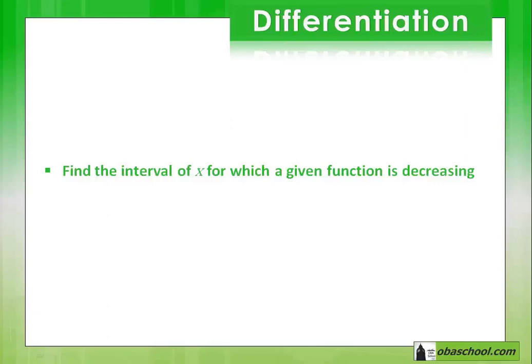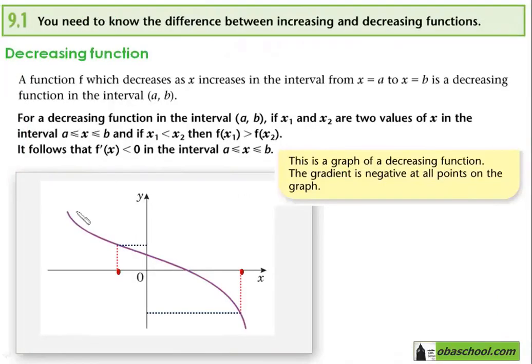Now we are going to find the interval of x for which a given function is decreasing. Let's do a recap for the decreasing function. We said that this is how it looks like, and as calculations, f prime of x is less than 0 in the interval x between a and b, so the gradient is negative.